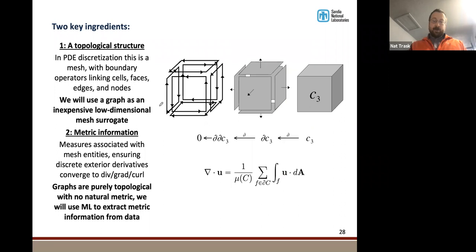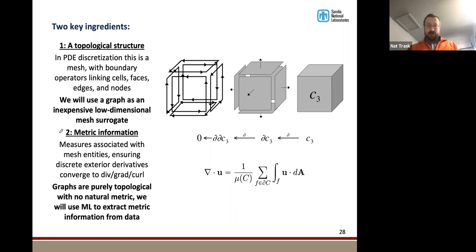And so there's not enough time to really get into the guts of how these things work, but I'd just like to give a flavor of it. For these schemes, there's generally two ingredients. The first would be a topological structure, and that would be something like a mesh that people always use to solve PDEs. Right, so that would be cells, faces, edges, nodes, and a boundary operator connecting cells to faces, faces to edges, and so on. And so what we're going to do is use a graph as a surrogate for this kind of topological structure.